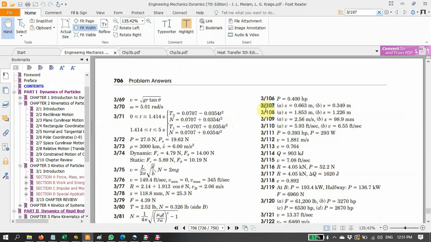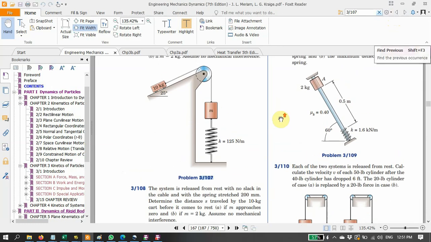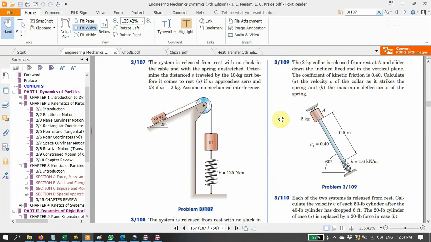This is equation 3.107. The first question's answer will be 0.663 meters, and the second one will be 0.349 meters when the mass m is 2 kilogram. Basically, you can try to search in the book, and you can find the question exactly as it appears in the book, right? The spring constant here is 125 Newton per meter.